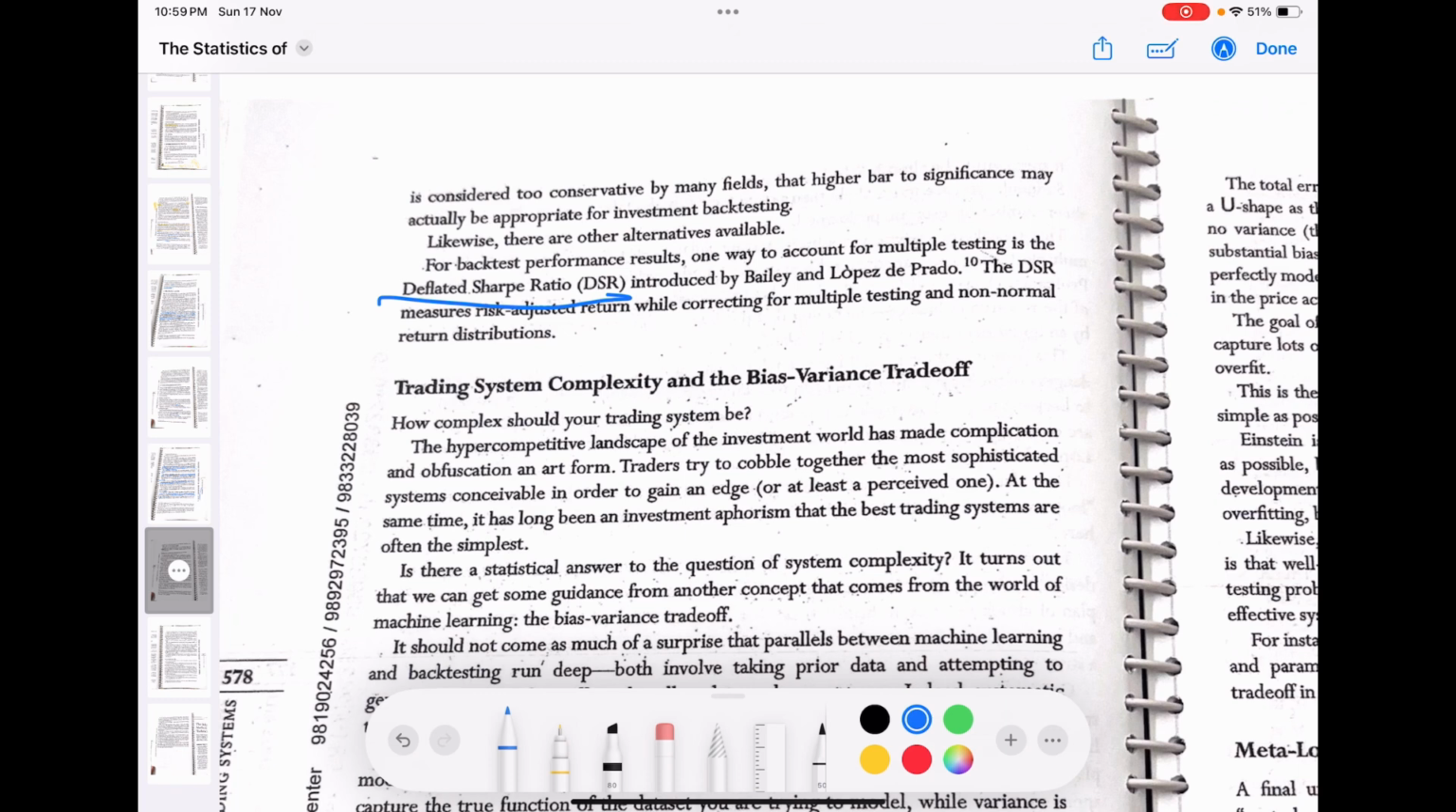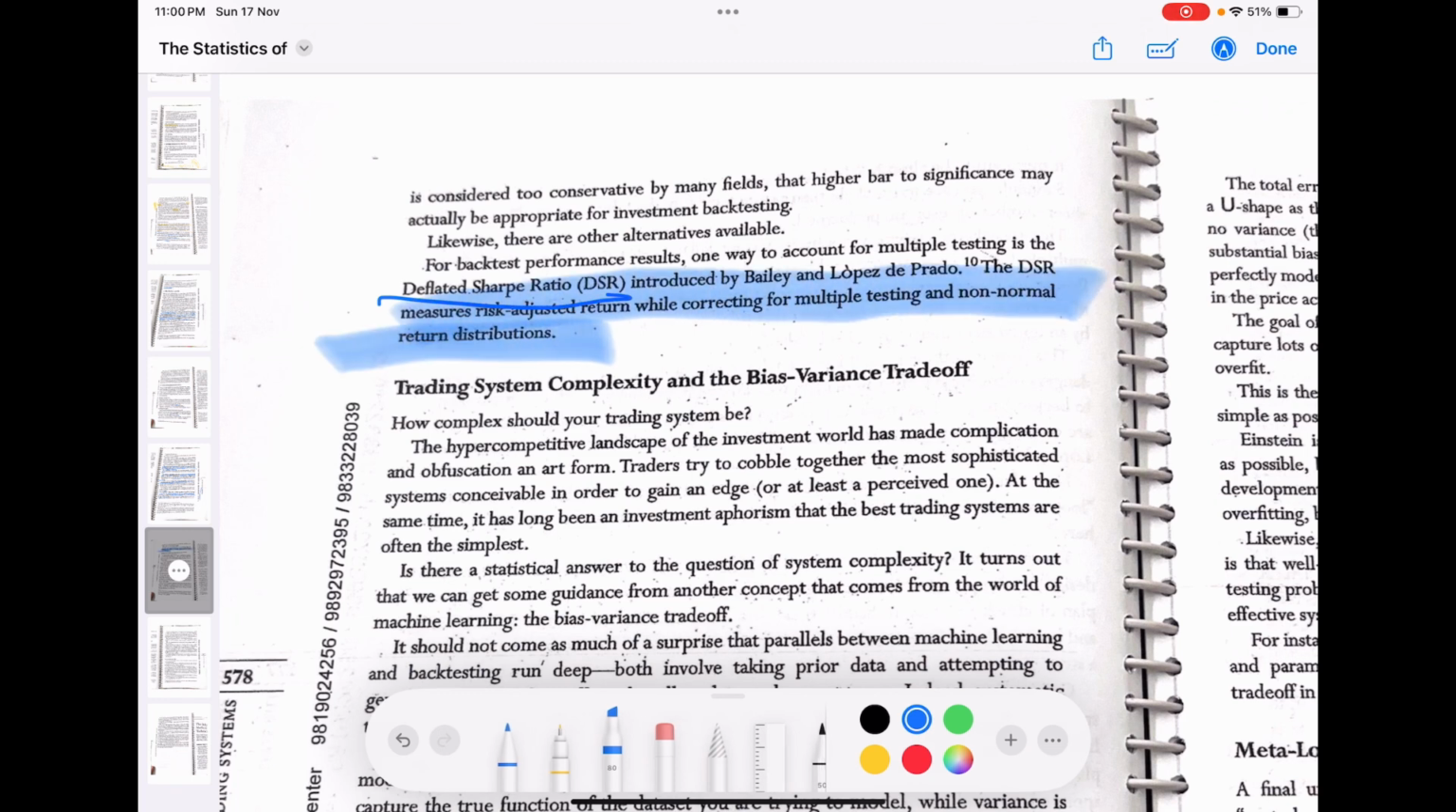So if the question is what is DSR and who gave it, you should know that DSR is the deflated Sharpe ratio and it is given by Bailey and Lopez de Prado. The deflated Sharpe ratio measures risk adjusted return while correcting for multiple testing and non normal returns distribution. Now we know what non normality is, right?